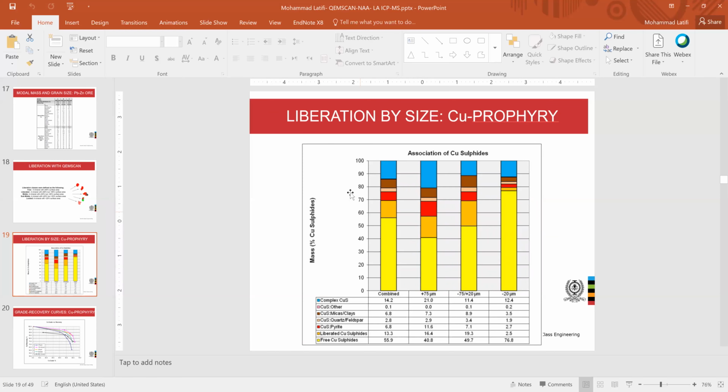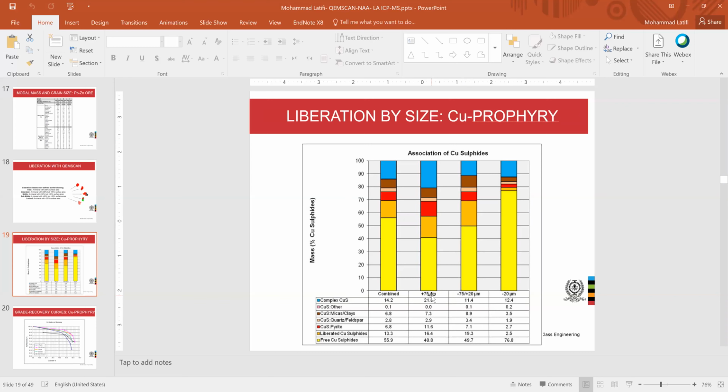This picture is about a copper ore, a copper mineral, Cu porphyry. And we have here a ChemScan analysis of four samples of the same ore. The first sample is just a sample that we have grabbed from the ore, and the other three are after we apply sieving to our sample. So we have particles below 20 micron, between 20 and 75 micron, and particles above 75 micron.